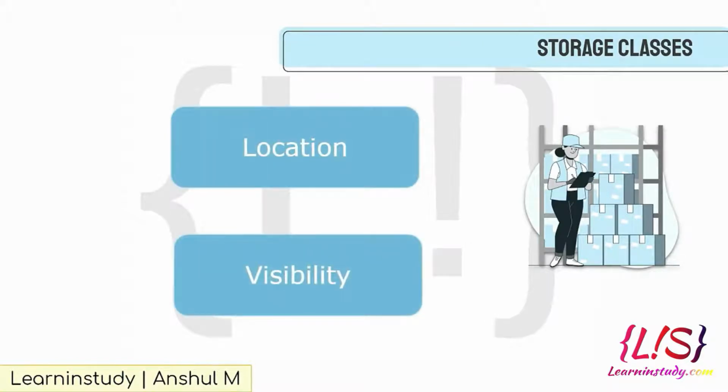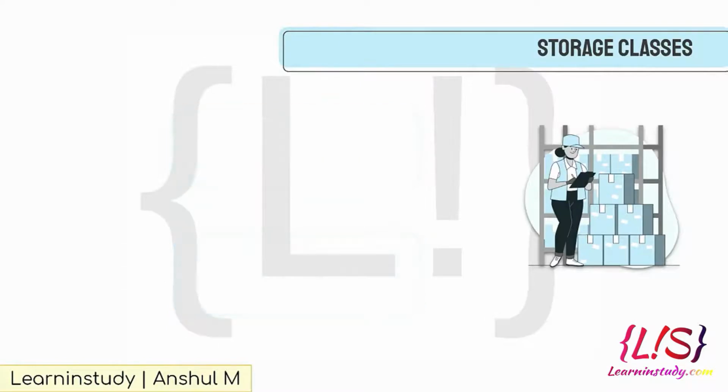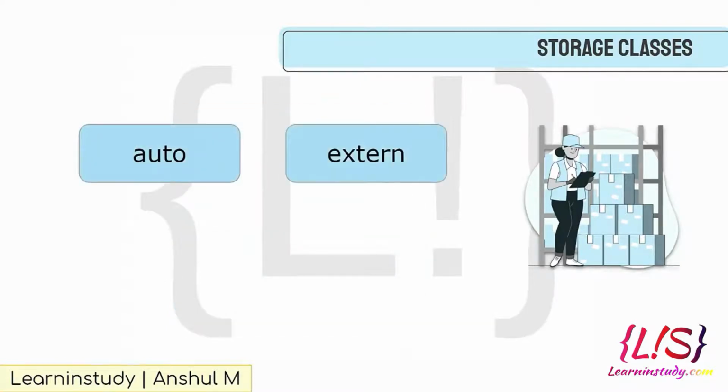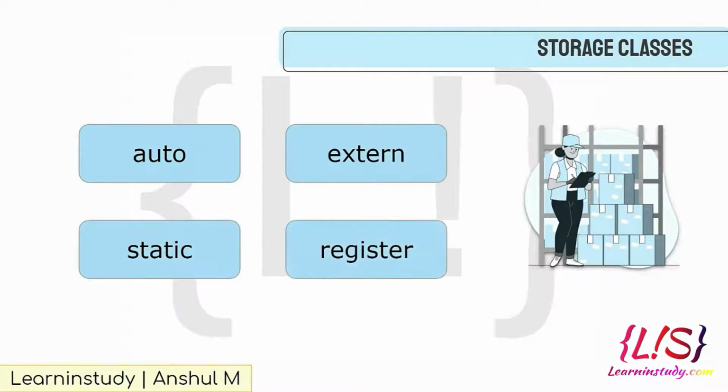For example, in your house, you may have a place where you keep all your belongings and others do not have access to them. It may be a small drawer, it may be a cupboard, or it may be a room. Same goes with programming languages like C. In C, there are four types of storage classes, namely auto, extern, static, and register.